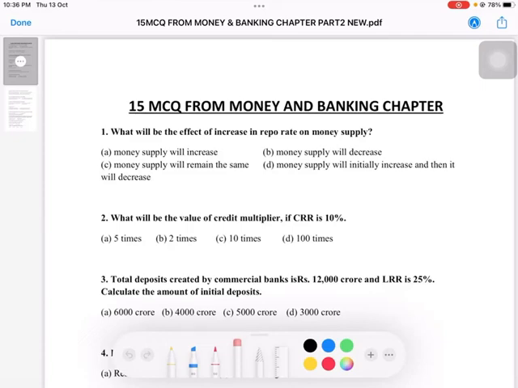In the previous session, we have already discussed 20 more important MCQ questions. Today we will be discussing 15 more MCQs from the chapter Money and Banking.